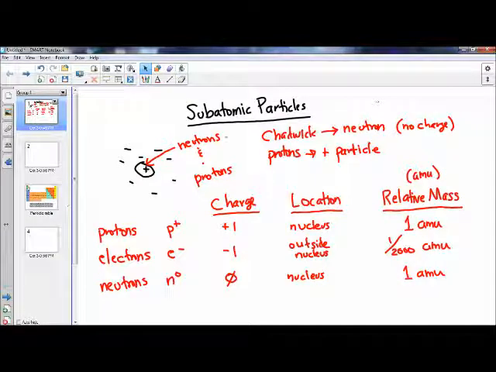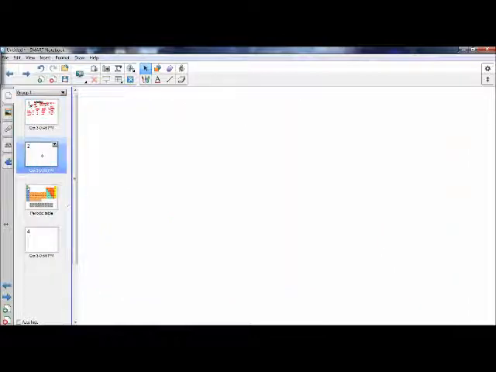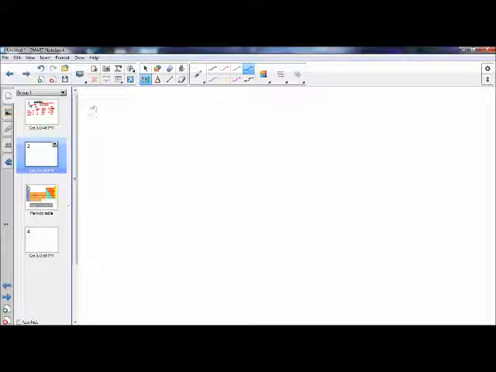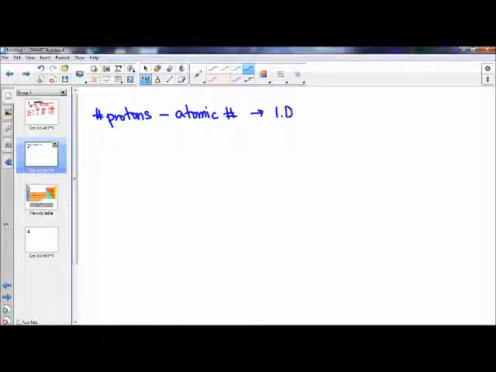Now, the next thing that we need to know is, how do we know how many protons or neutrons are in any particular nucleus? Now, the number of protons is called the atomic number. The number is unique to a particular element. So because each element has only a certain number of protons, we can think of the atomic number as an identification number for an element.